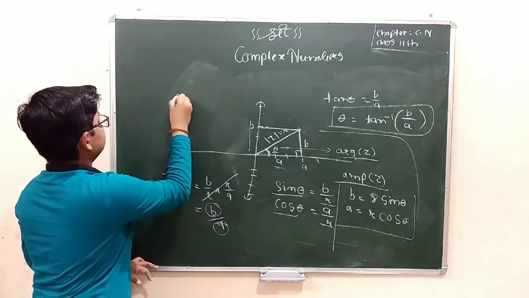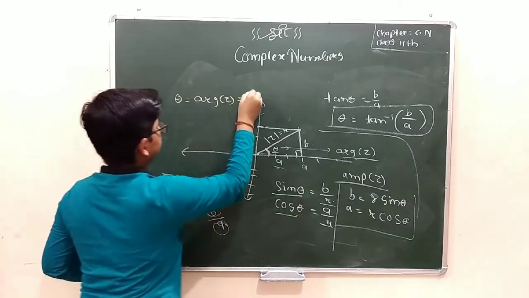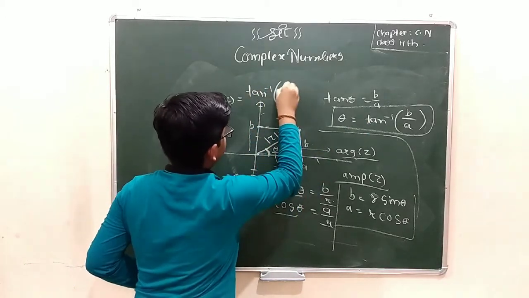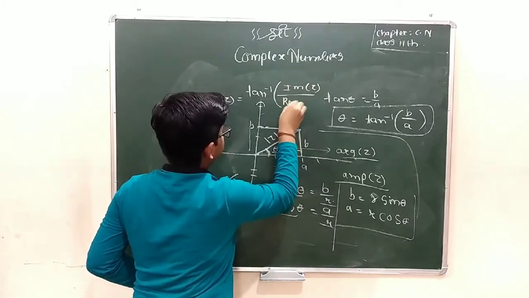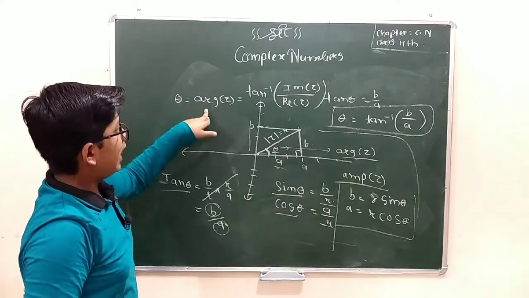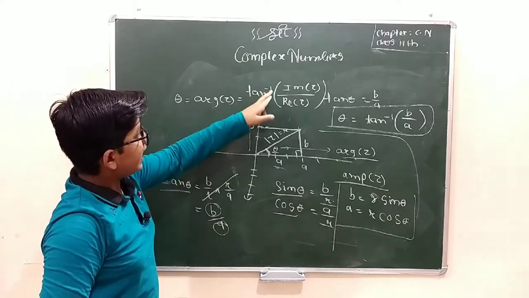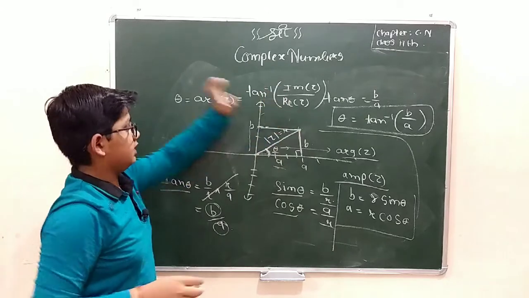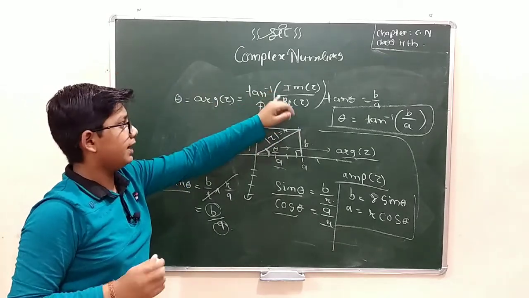So here theta, which is also known as argument of z, will be equal to tan inverse of what is b? Imaginary part of z, upon what is a? Real part of z. So theta, which is equal to argument of z, is equal to tan inverse of imaginary part of z upon real part of z. Or we can write it as b by a also.